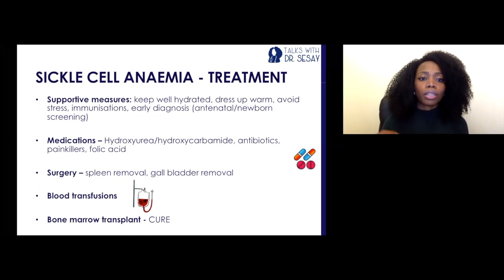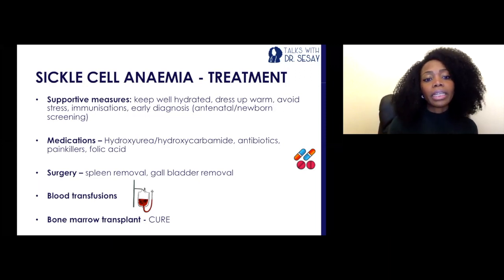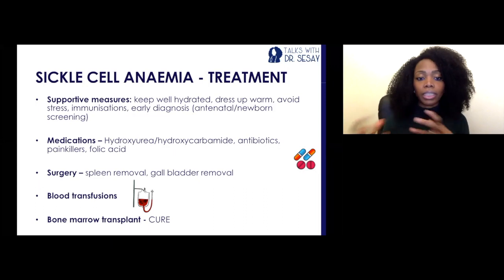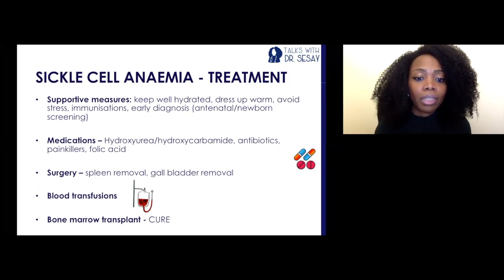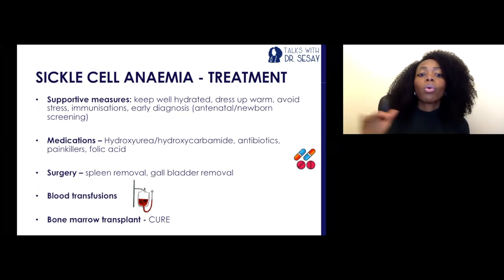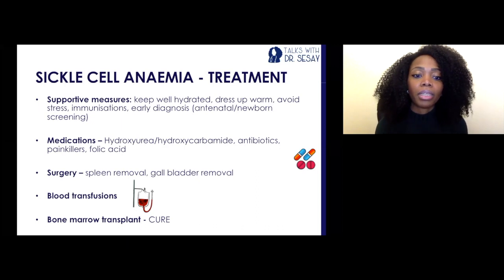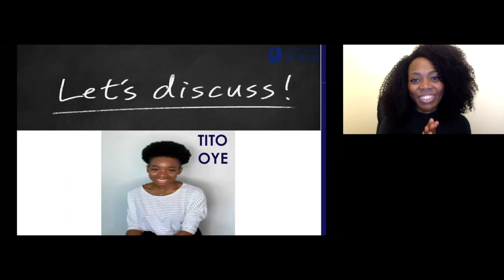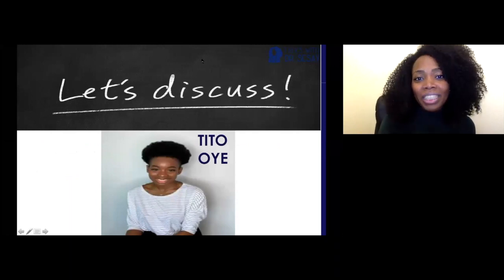This is where they rid the person with sickle cell anemia of their bone marrow, and they then insert bone marrow of a matched sibling donor so that it can be successful. So a sibling that has a similar blood type and so on. However, it's usually very, very limited to patients who suffer with quite severe sickle cell anemia because of the risks involved.